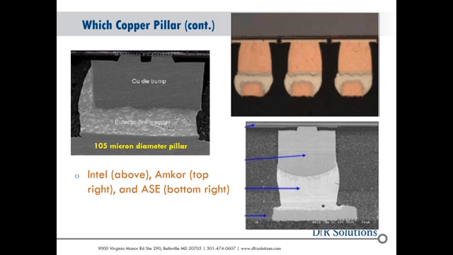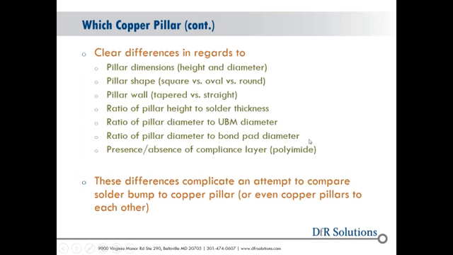So we can see from those 2 slides clear differences in terms of pillar dimensions and pillar shape. We've seen square, we've seen oval, we've seen round here at DFR Solutions. You can taper it or you can have it grow straight out from the bond pad. And there are differences in terms of ratios of that pillar dimensions and other aspects of the packaging, such as solder thickness, UBM diameter, or bond pad diameter on the BGA. And then we can also have this compliance layer that we talked about before, this polyimide, which adds a little bit of a cushion. So I would love, in a generic manner, to give you a statement that copper pillar is better or worse than solder bump in a particular situation, or maybe in general. But again, all these variations complicate that effort.